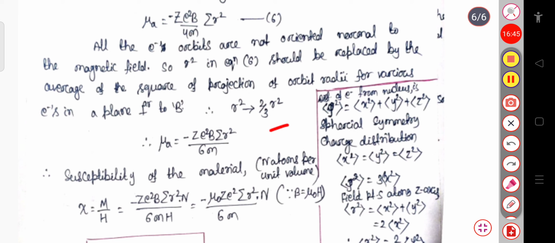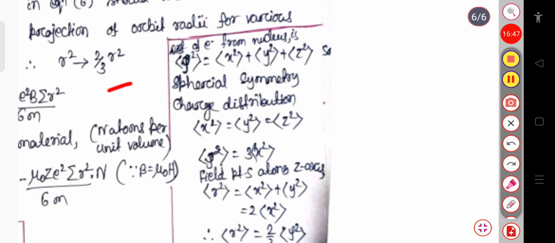Because if you calculate the distance of the electron from the nucleus, suppose r square is equal to the average of x square plus y square plus z square. For a spherically symmetric charge distribution, the average of x square is equal to the average of y square, and that is equal to the average of z square. If you add all three, then the average of r square will be equal to 3 times the average of x square.